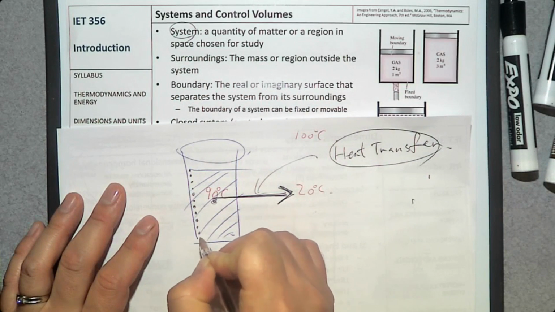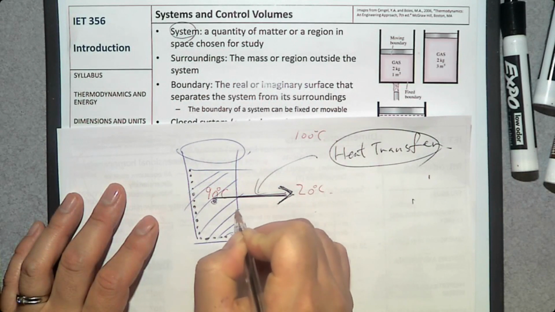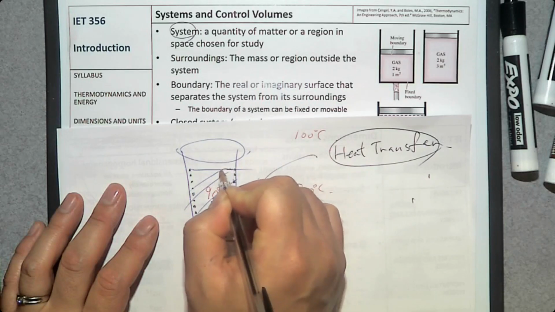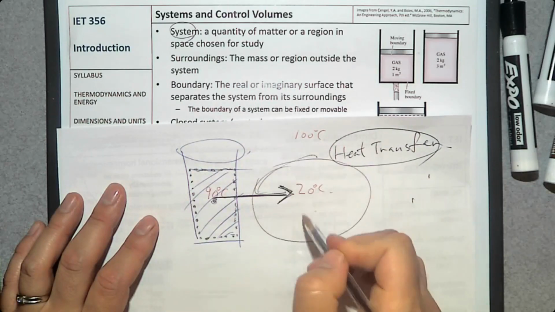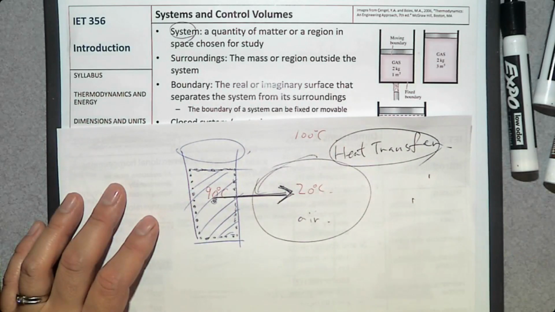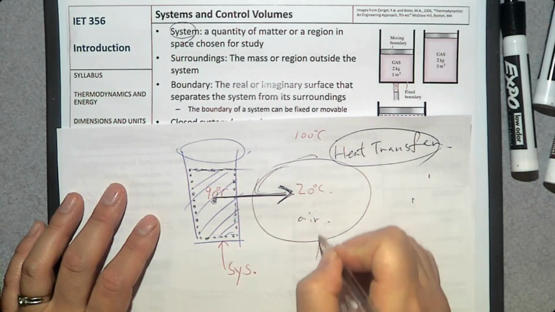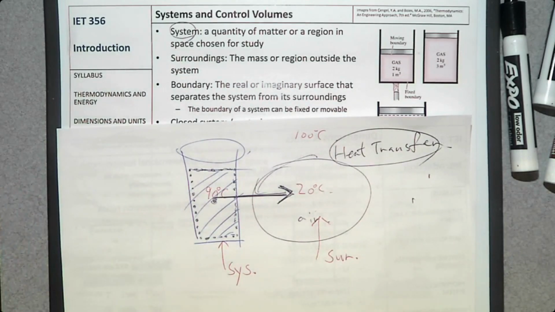Then what happens? There's a heat transfer from this coffee to the surrounding air. Then what is the surroundings? The surrounding is going to be this air. So here we have system, and here we have its surrounding. The mass or region outside the system.